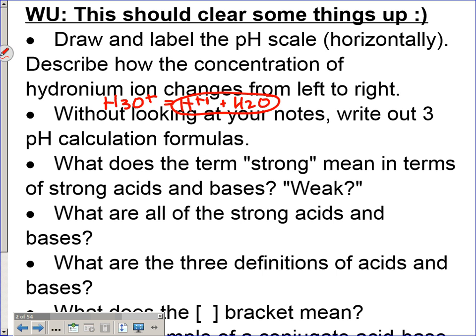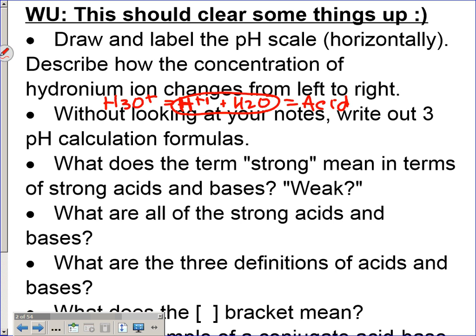So if you know that H+ is indicative of an acid, on the pH scale, where do you think you have a large amount of hydronium ion concentration? Which side of the pH scale? The left, right? So you're going to have a lot of hydronium, because that's acidic. But over here, the basic side, what would you guess the hydronium concentration would be? Really low. Okay, so low hydronium is another way to say it.